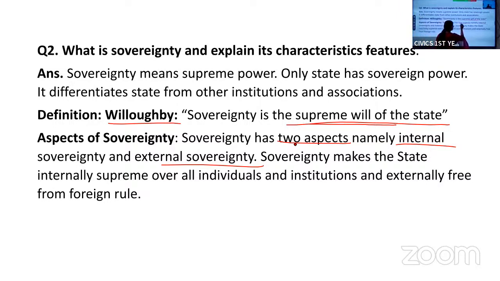I'll repeat. Sovereignty has 2 aspects, that is internal sovereignty and external sovereignty. So, what is internal sovereignty? Internal sovereignty means the state has control over all the individuals and associations within the state. Then what is external sovereignty? External sovereignty means a state is free from foreign control. So every independent state is a sovereign state.